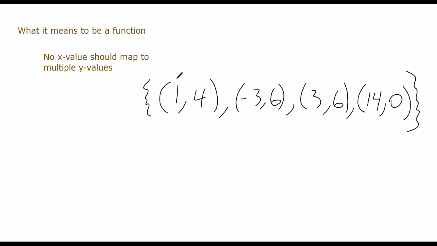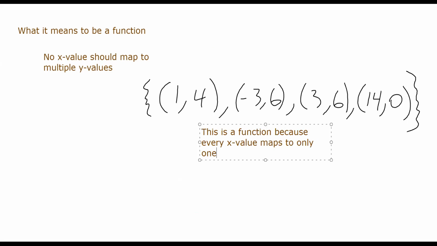But anyways, not to get off track here, this single x value of 1 only maps to a single y value. It's monogamous with it. You don't see 1 appear again as an x value. So this 1 maps to 4, but we have to check all of them. This -3 only maps to 6. This 3 only maps to 6. This 14 only maps to 0. So this is actually still a function, because every x value maps to only one y value.